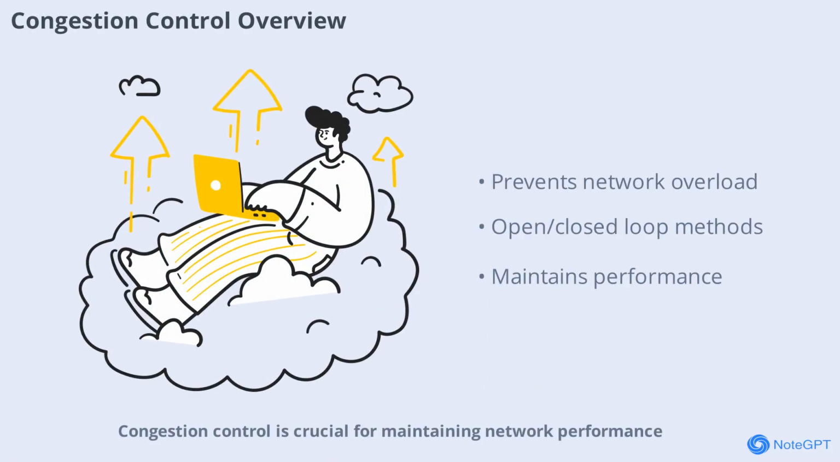Congestion control is crucial for maintaining network performance. When too many packets are sent into the network, congestion can occur, leading to packet loss and reduced throughput. The transport layer uses various mechanisms to either prevent congestion before it happens, open loop, or to manage it after it occurs, closed loop. These techniques help keep the network load within its capacity, ensuring efficient and reliable data transfer.